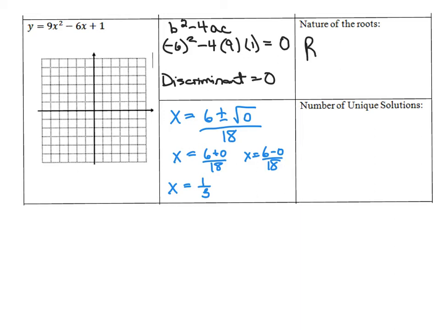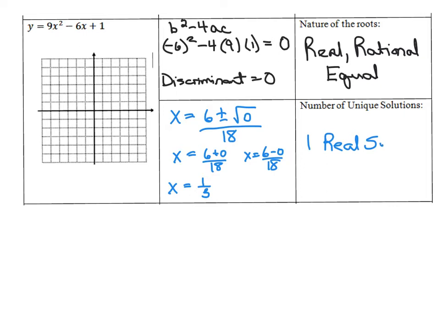So when I have a discriminant that is equal to 0, I can describe my roots as real, because again, I do not have an i in my answer. Rational, because I can write that root as a fraction. But the two roots are equal to each other. Both of them equal 1/3. So in this case, what I have is one real solution. So when the discriminant is equal to 0, that's always going to go with one real solution.